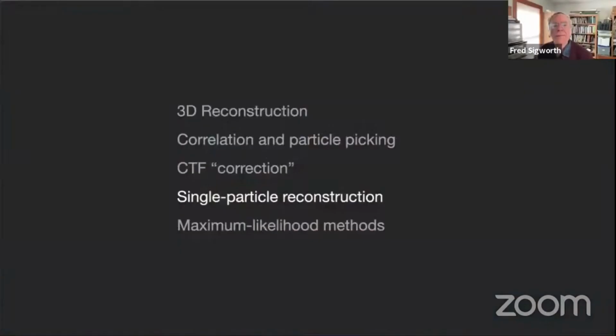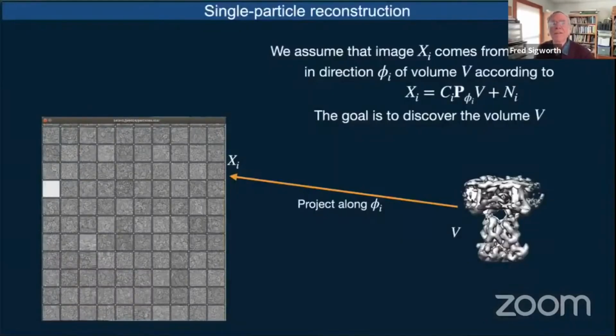Okay, so all right, so now we know sort of how to do CTF correction, and this is in fact in a sort of least squares optimal way. So now we can start to think about doing 3D reconstruction from single particle images.